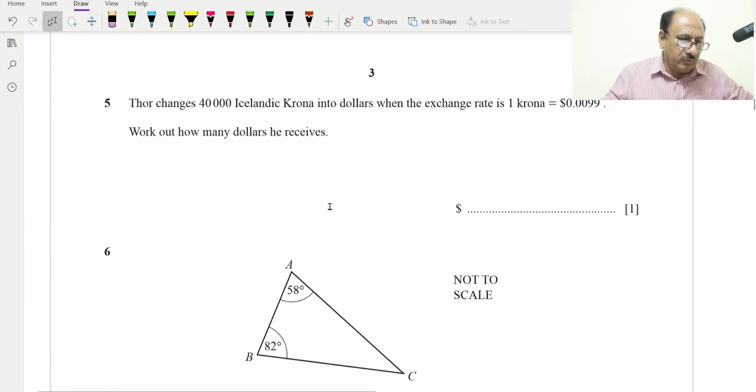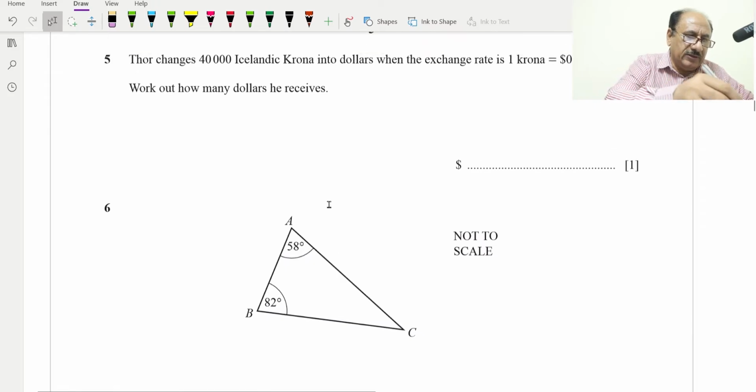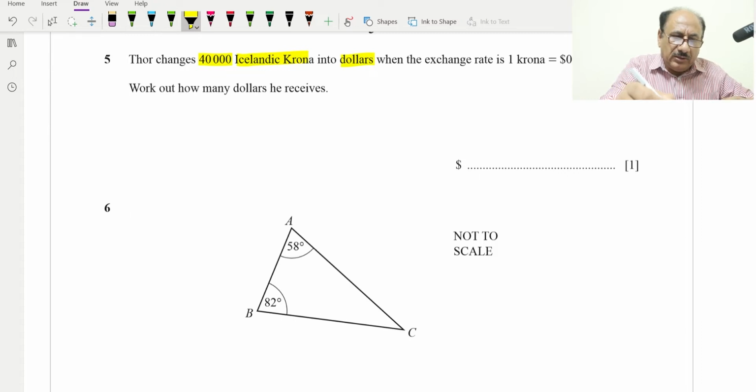Now we can move to question number 5. It is saying Thor changes this many Icelandic krona, this is the currency, into dollars, and the exchange rate is basically this one. And from here you can see that the dollar is a heavier currency. Work out how many dollars he will receive.